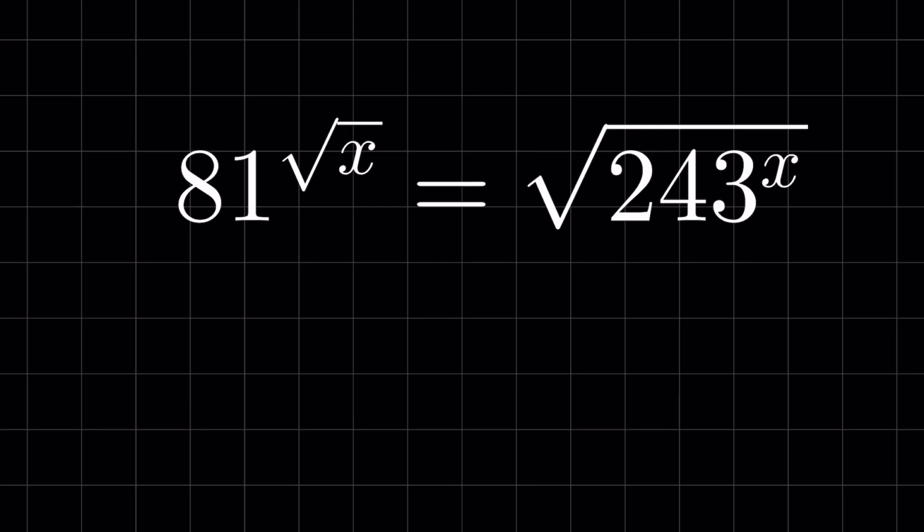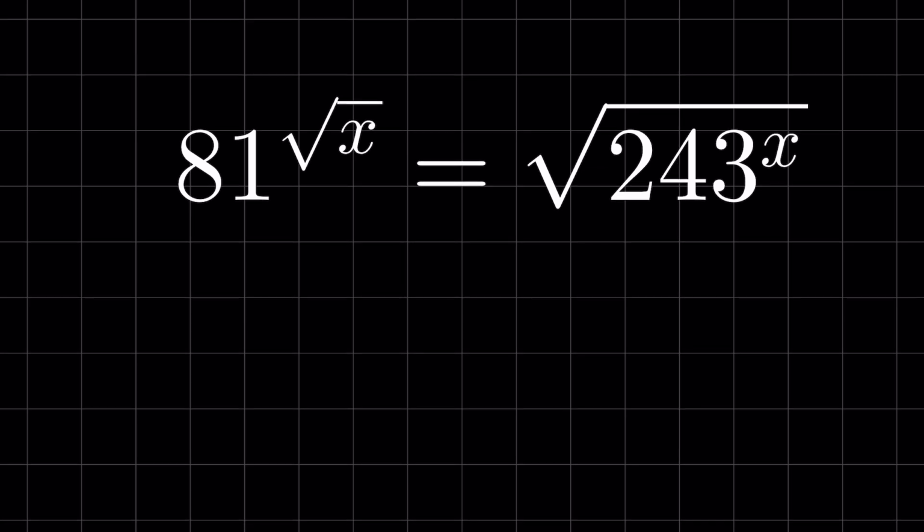81 raised to the power of square root of x is equal to 243 raised to the power x under square root. We have to find the value of x. Can you solve it? Pause the video and let me know your answer in the comment section.